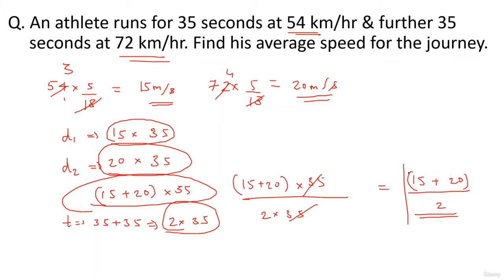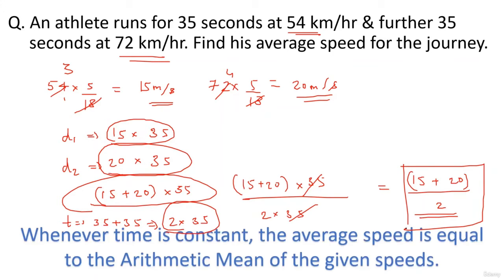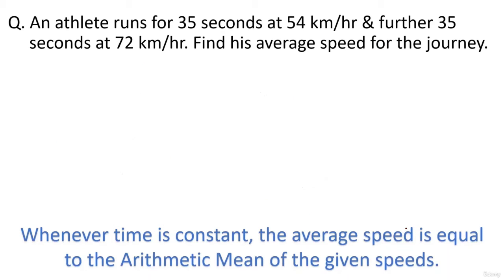What do you observe, guys? 15 plus 20 upon 2. It is the arithmetic mean of 15 and 20, right? That will be 17.5. Okay, here we can learn a very important thing. Whenever the time is constant, the average speed is equal to the arithmetic mean of the given speeds. So you don't need to solve the entire thing next time.